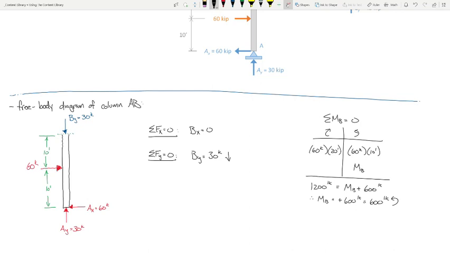Okay. So what I've got is this. MB is 600 foot kips like that. I don't need that simple because I already drew it. All right. Does that make sense? Everybody with me on that?